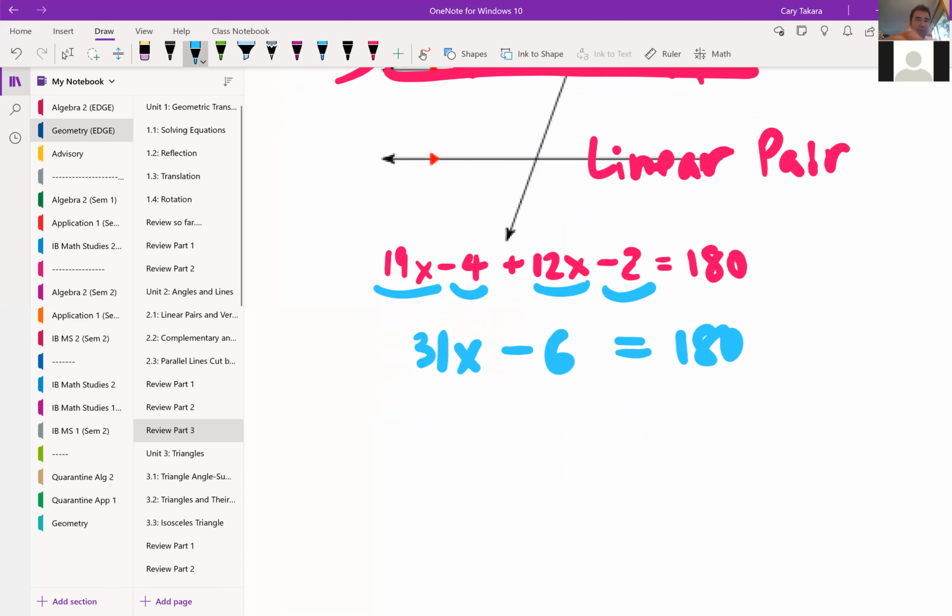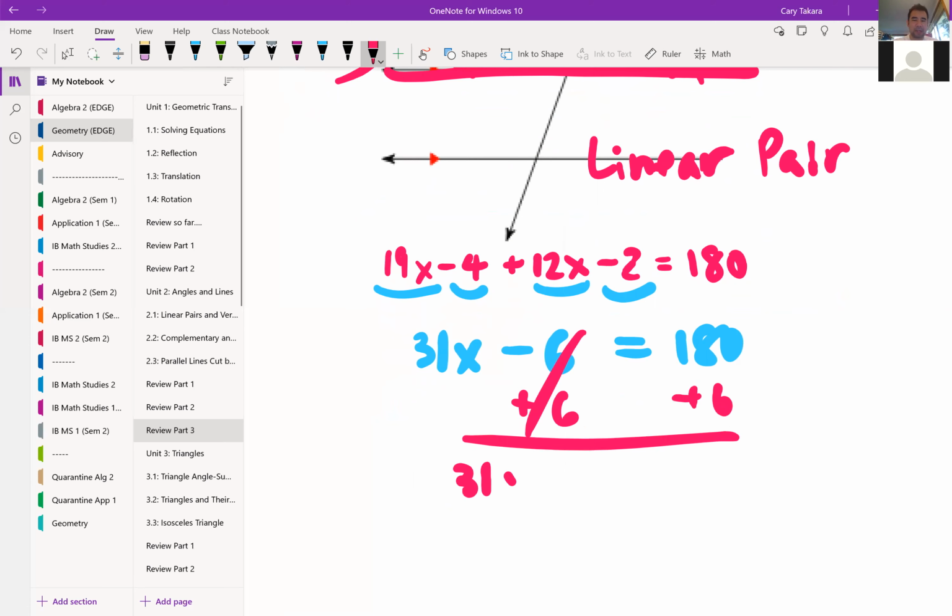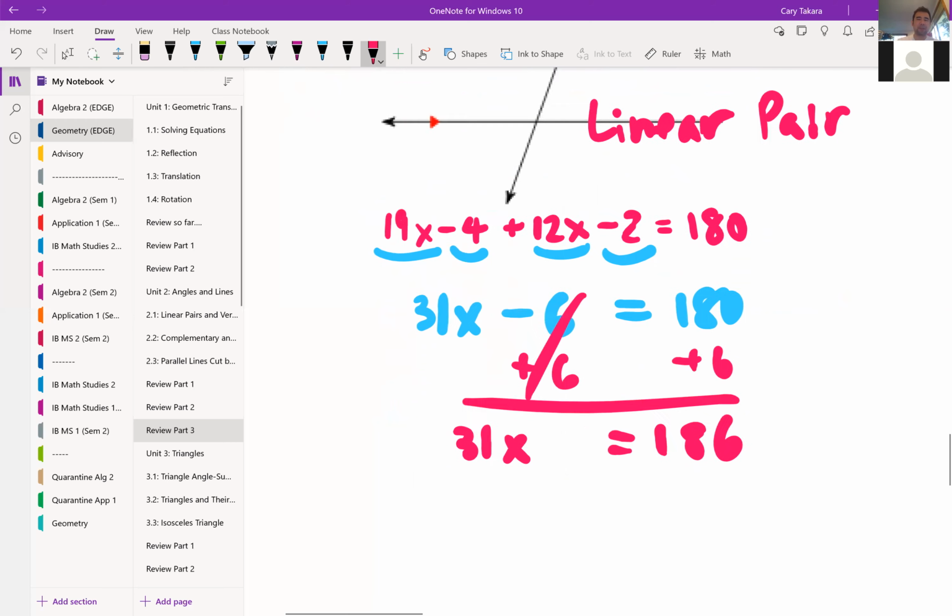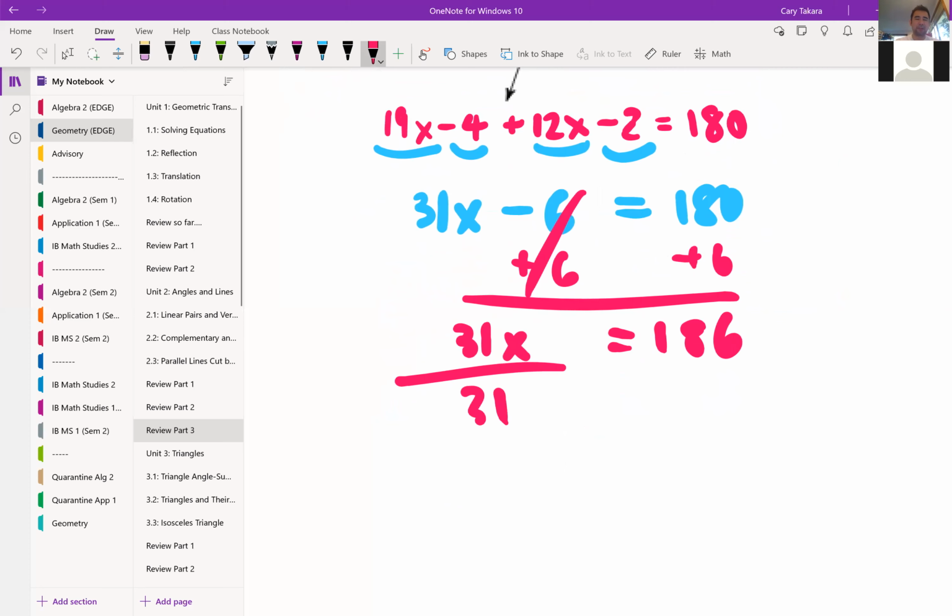So let's finish this up. 19x and 12x are on the same side, so let's just combine them. 19x plus 12x, what is it? 31x. Negative 4 minus 2, that's a negative 6. Equals 180. So I'm going to add 6 on both sides. So 31x equals 186. Okay. And then you're going to divide by 31. So x equals 186 divided by 31. And I believe it's a 6, isn't it? Yeah. x equals 6.